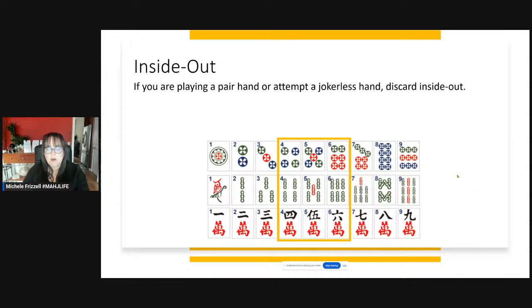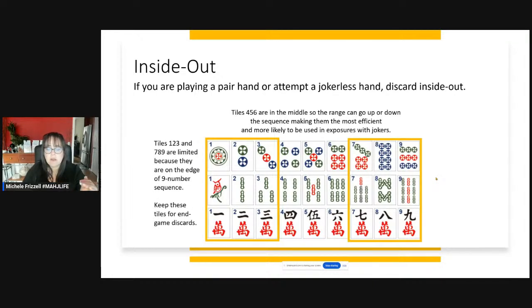So the inside out theory also works well if you're playing a pair hand, or if you're attempting a jokerless hand and you don't care about jokers. If you discard from the inside out, you can sabotage your opponents who are holding those efficiency tiles. So if someone's playing a consecutive run, or maybe an odd hand, if you're discarding 3, 5, 7 or 4, 5, 6, you're going to be able to sabotage those hands by discarding inside out. And this is when you're not interested in joker exchange opportunities.